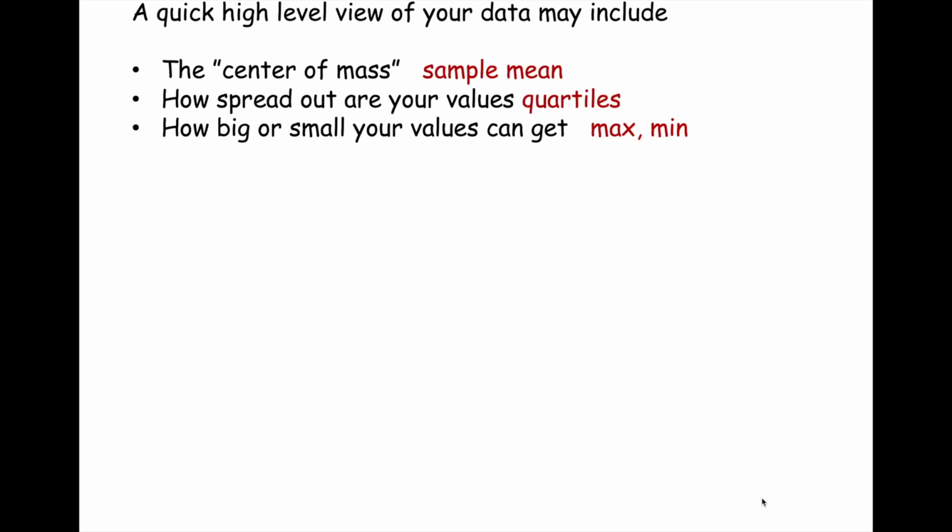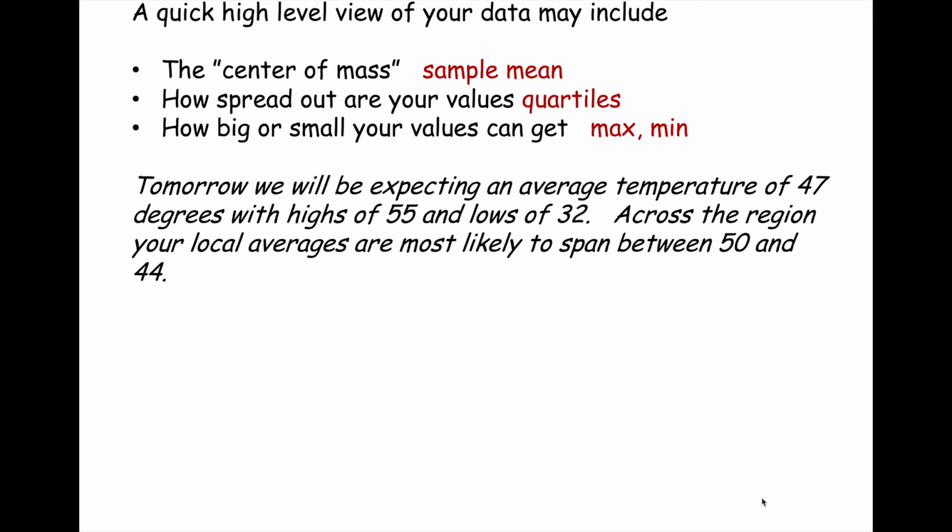So the sample mean defines the center of mass, the central value. The quartiles are a great way to measure how spread out your values are. The max and the min, certainly, those are statistics. They're functions over data. Take the biggest one, take the smallest one. And those are good for talking about how big or small your values can get.